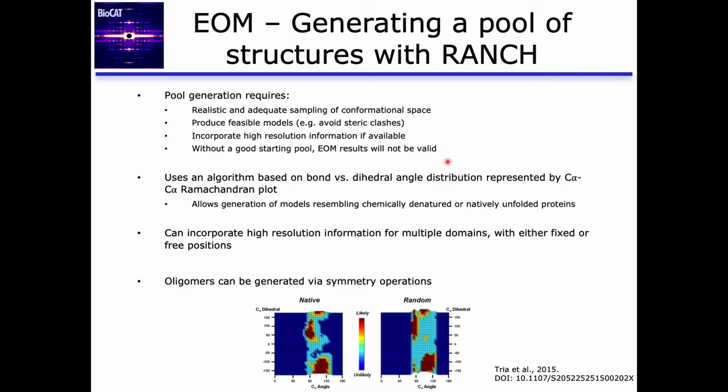Good pool generation requires realistic and adequate sampling of conformational space. You have to produce feasible models, for example by avoiding steric clashes, and if possible, you want to incorporate any high-resolution information you have about folded domains.